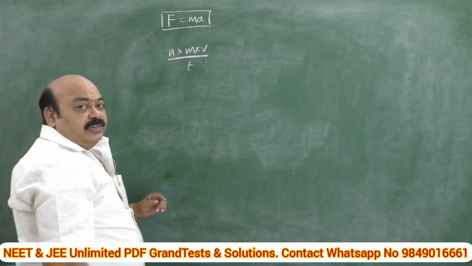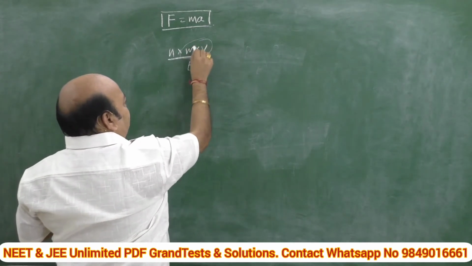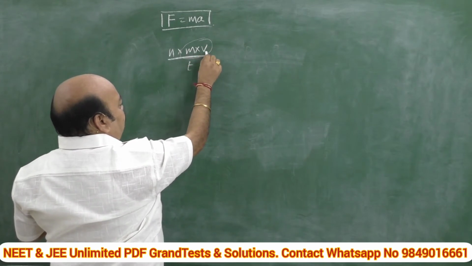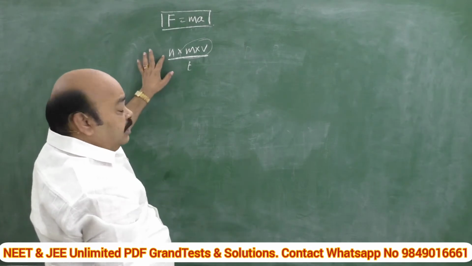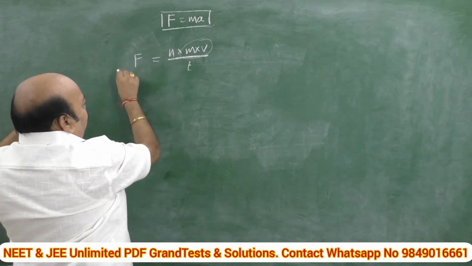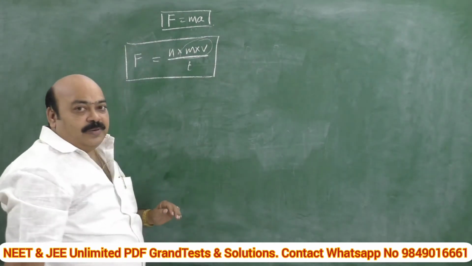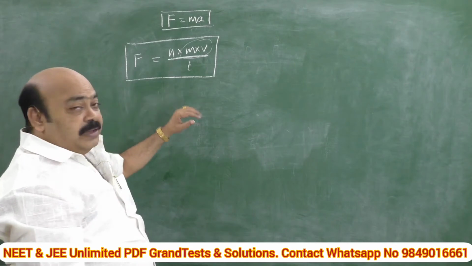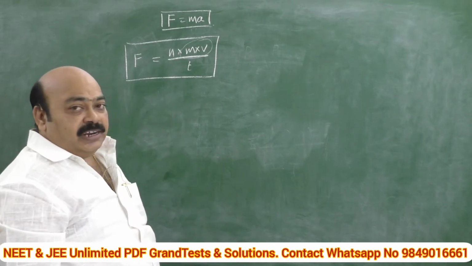Take help of units and dimensions here to check yourself. Mass into velocity is called momentum. Momentum by time is nothing but rate of momentum. Since n is only a number, this gives the force required to hold the gun. See how simple and how beautiful this formula is. If you learn in this manner, I am sure there is no chance of forgetting this.